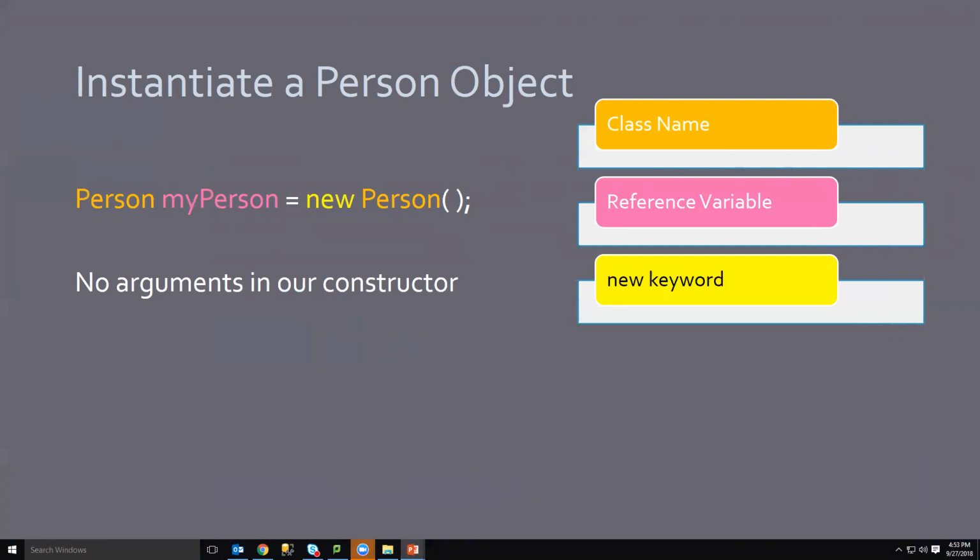Now, one other thing that's really important is anytime we're working with classes in object-oriented programming, this new keyword becomes really critical. And the new keyword is what says instantiate an instance of this object. Make a new one.